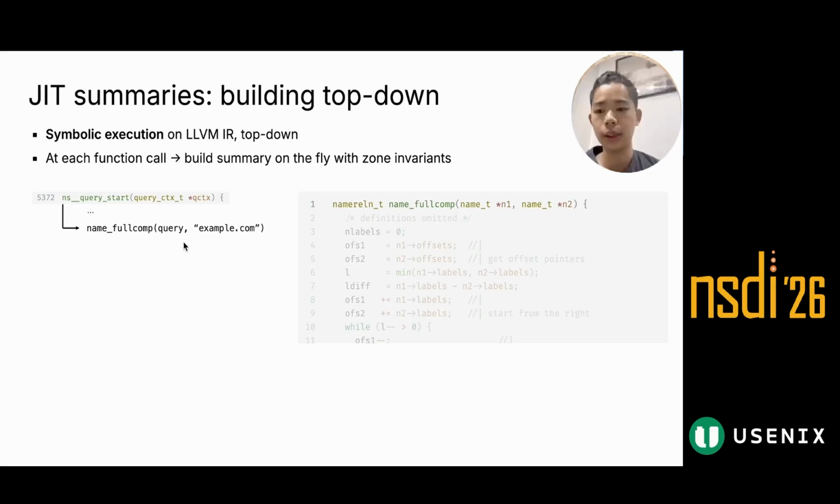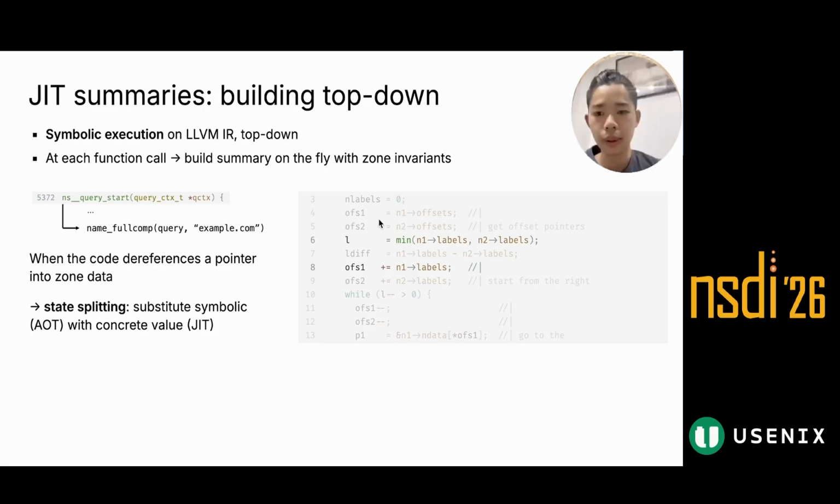So when the engine calls this function to compare the query name against example.com, Iceberg sees that one argument, say N2, points to concrete zone data. At the point where the code dereferences a pointer into this data, say reading the label count, Iceberg splits the execution state. So instead of assuming the value of L to be symbolic, which will then produce an AOT summary, it uses the concrete value and continues. This is what we call state splitting.